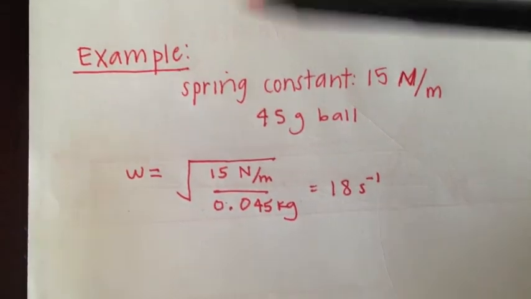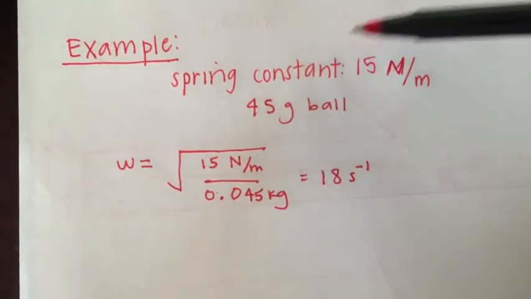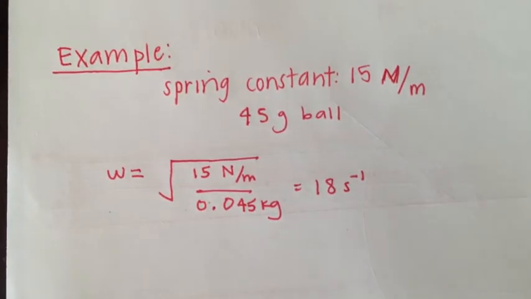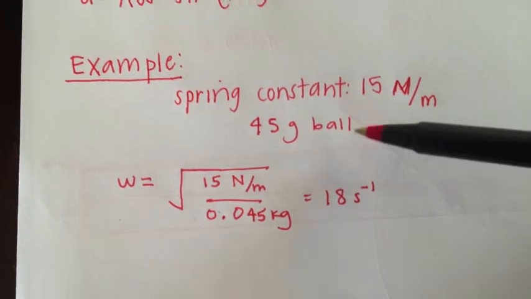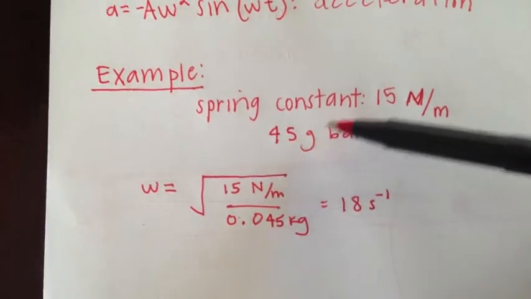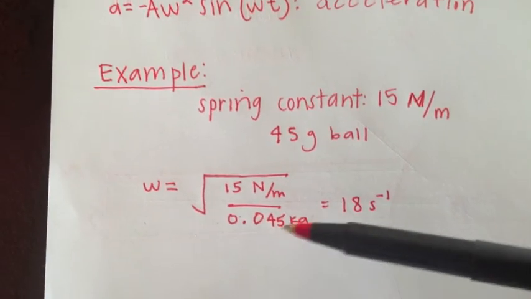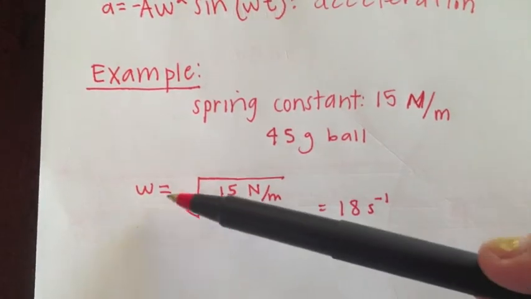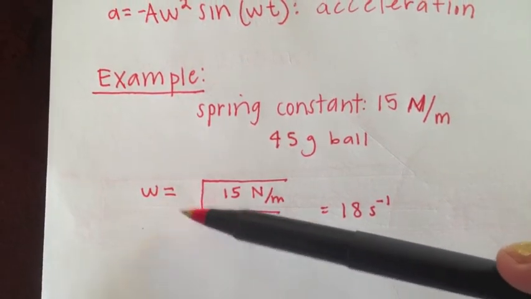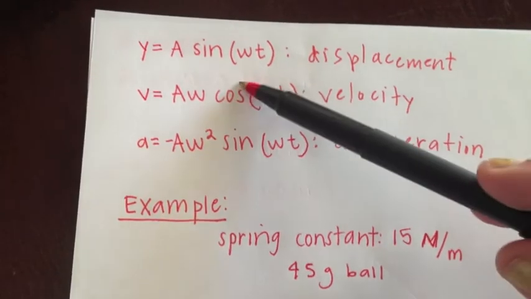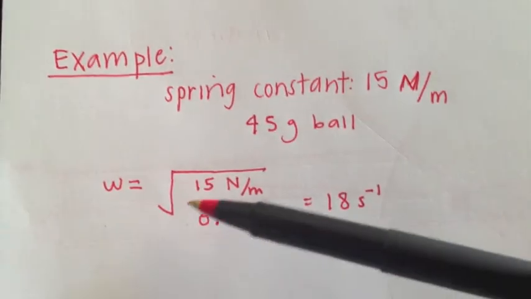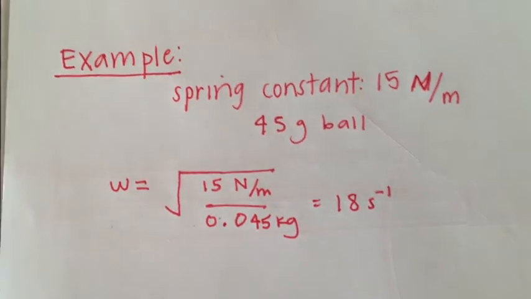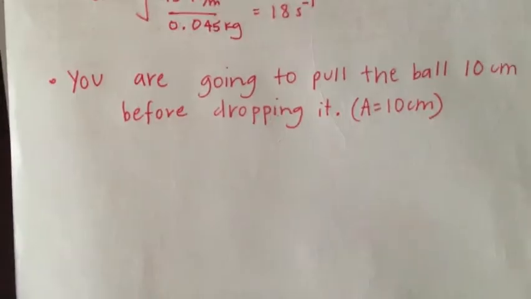So this is my example now. My spring constant is going to be 15 newtons per meter, and I'm going to have a 45-gram ball. So first you need to convert the 45-gram ball into kilograms, which would be 0.045 kilograms, and then you take the angular velocity equation to find w to fill in for all of these values. So then you're left with 18 s^-1 for your w value.